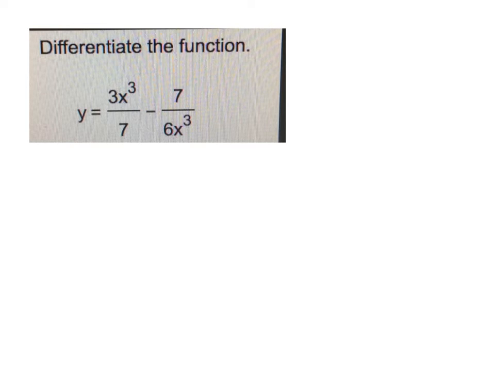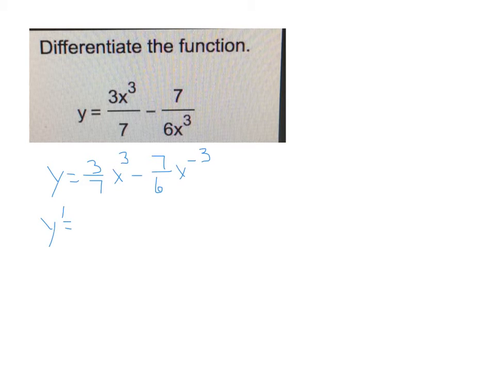Okay. And this last one, if we rewrite this, it'll make it a little easier to understand. If you take the 3 over 7 and write that as a coefficient, and then have the x cubed by itself, and then we're going to write the 7 over 6, and we're going to make that an x to the minus 3 because it's in the denominator, so it'll become a minus when it comes up.